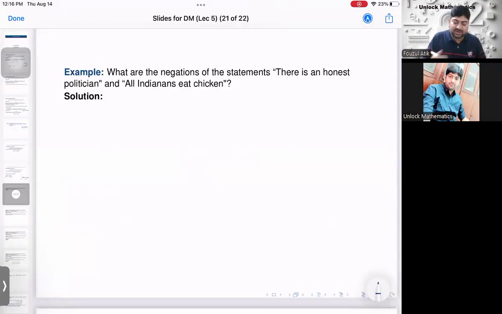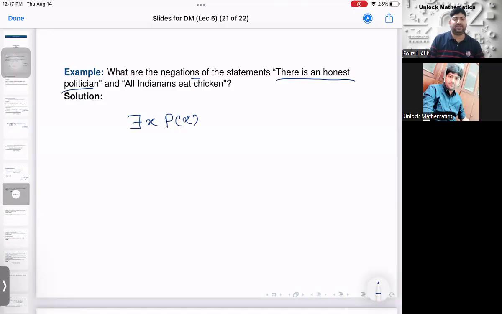Now there are two statements. What are the negations of them? What is the negation of the statement: there is an honest politician? So what does it mean? There is an, that means there exists an x such that px. What do you mean by px? px is x is an honest politician.